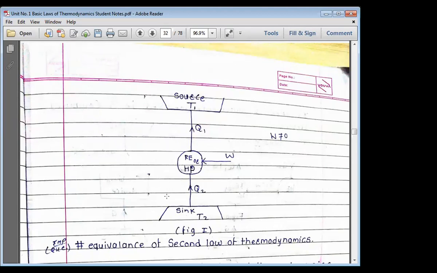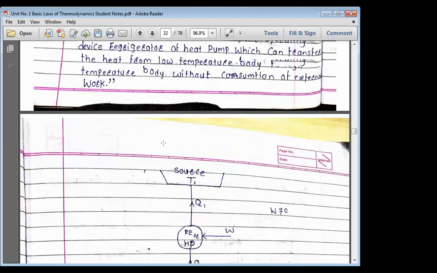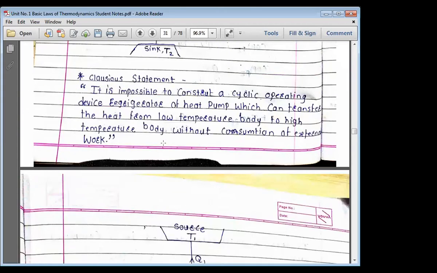ओके. It is called as here second Clausius statement. You understood Clausius? एक्सटर्नल वर्क दिलं तरच ते शक्य आहे. म्हणून तर कॉम्प्रेसर लागतो. म्हणून तर त्याला इलेक्ट्रिकल एनर्जी लागते.